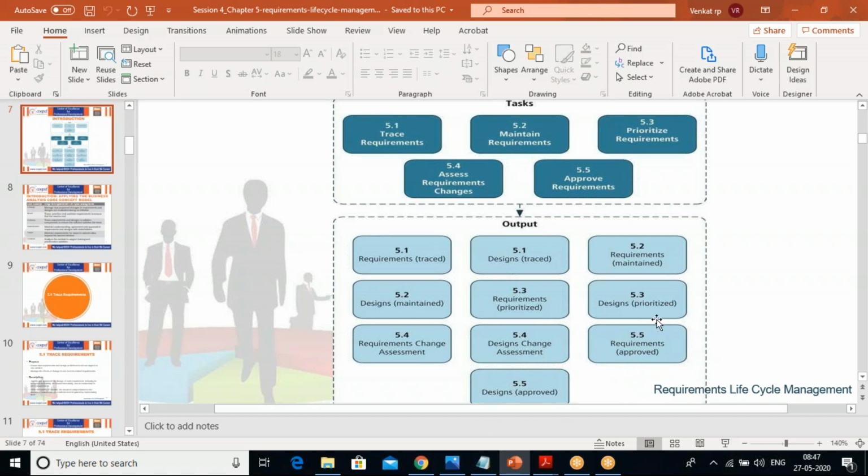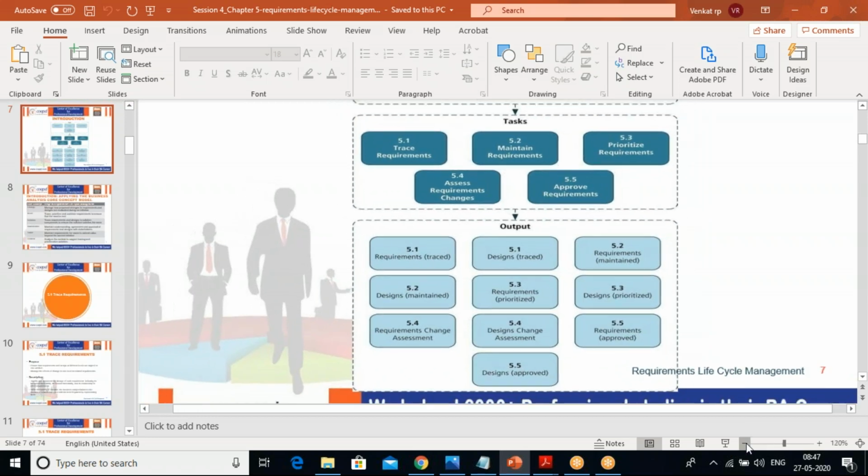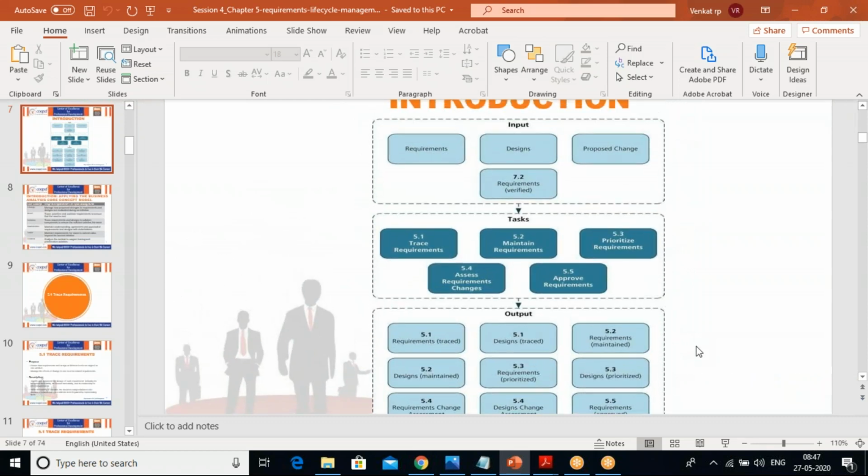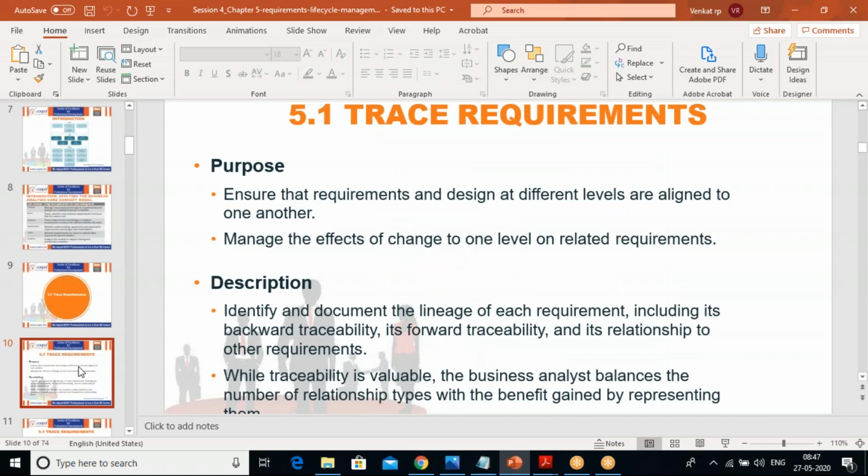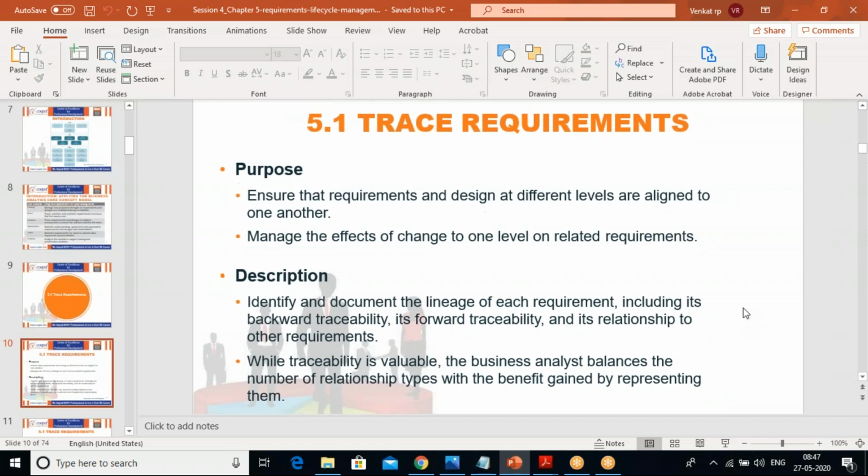You got me clear on this? In this way it is going to happen here. Got it? So as I've been telling you, a requirement is not alone a requirement, it is requirement and design. So that is what we are going to discuss now in detail. Okay, fine. Now let us start with tracing the requirements. What is the purpose of tracing these requirements?